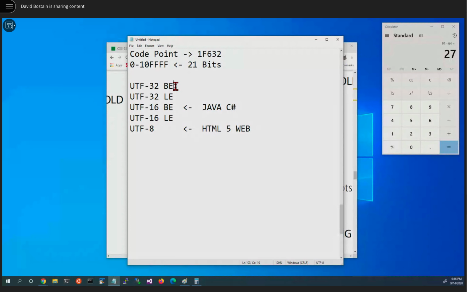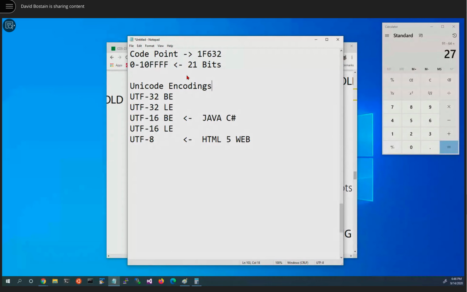Okay, so let's encode this piece of data, this code point, in one of these encodings. Let's call these Unicode encodings. Let's first of all encode it in UTF-32. Basically we write the number down, and we need to have eight hex digits. Four bits in a nibble times 8, we have 8 nibbles. That should be our value. We have already done it. We've now encoded UTF-32, big endian.